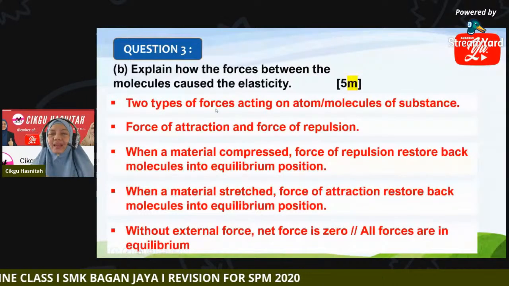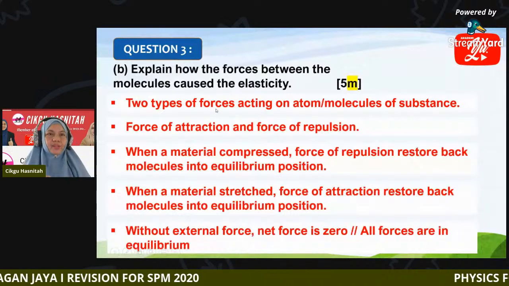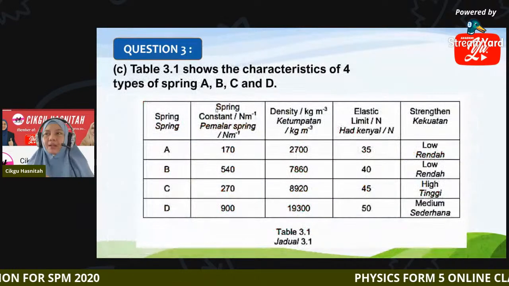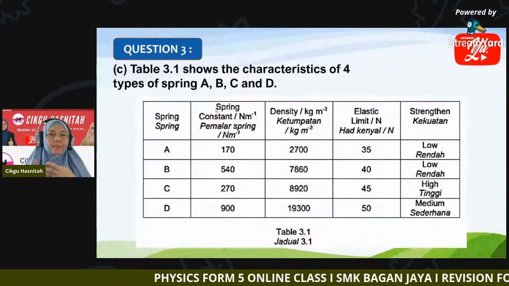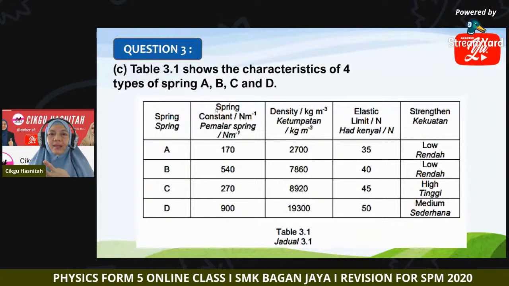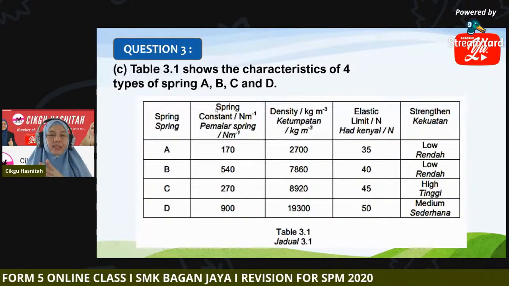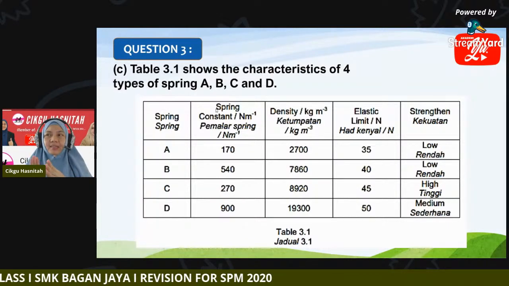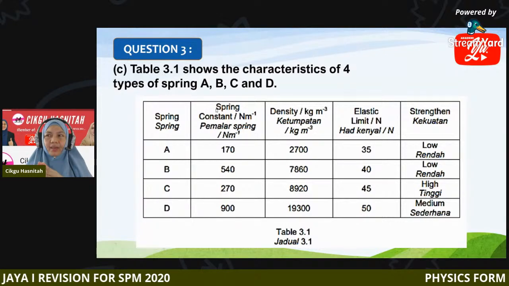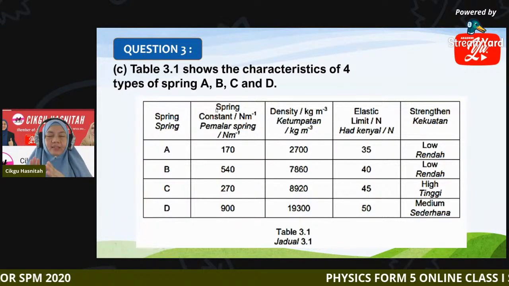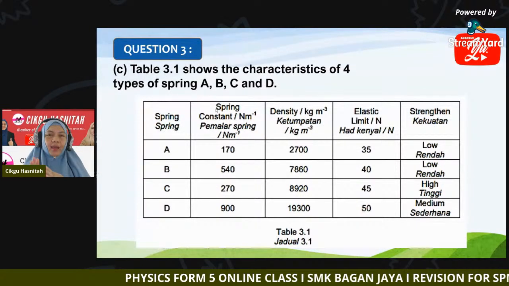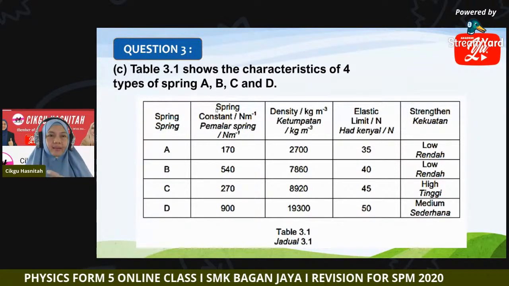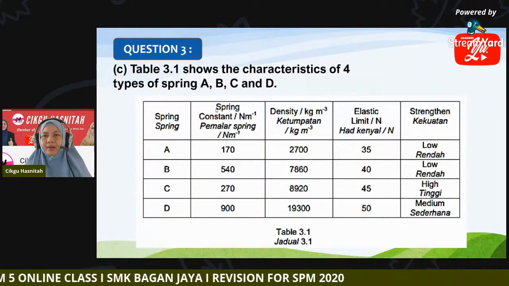Okay, next we go to the long essay question. Question C. You are given table 3.1. It shows the characteristics of four types of spring, A, B, C, and D. And they give you four characteristics of the spring. First characteristic is the spring constant. Second is the density. Third is the elastic limit. And fourth is the strength of the spring.